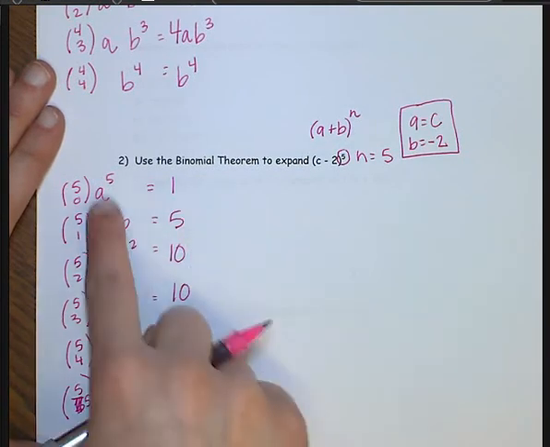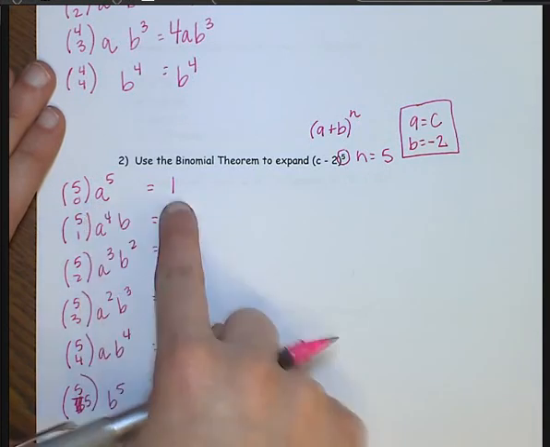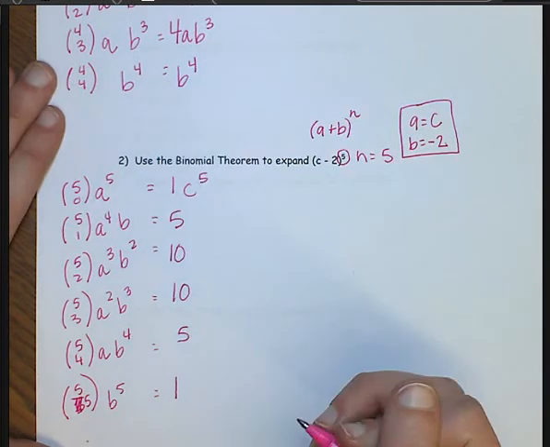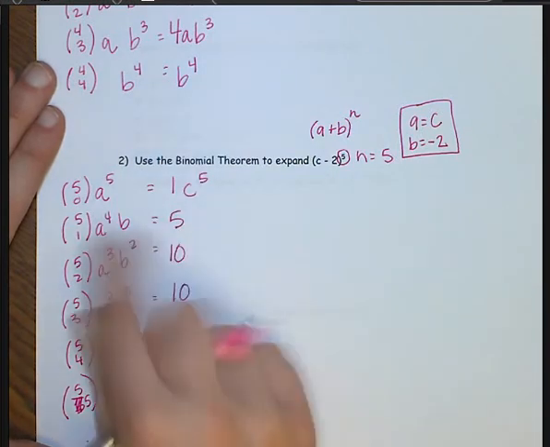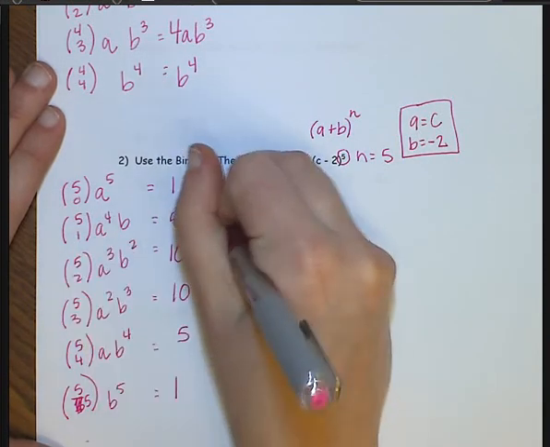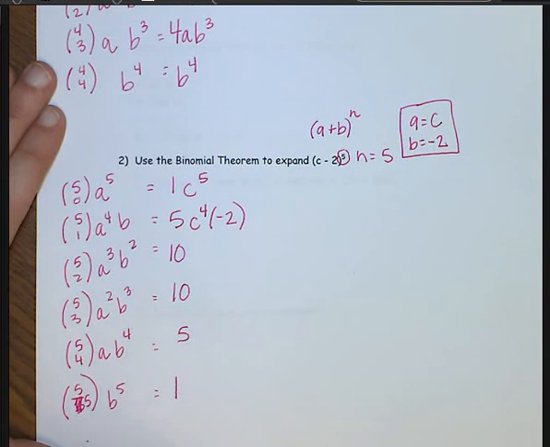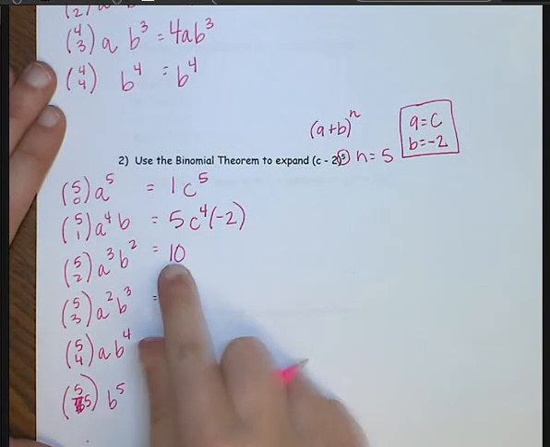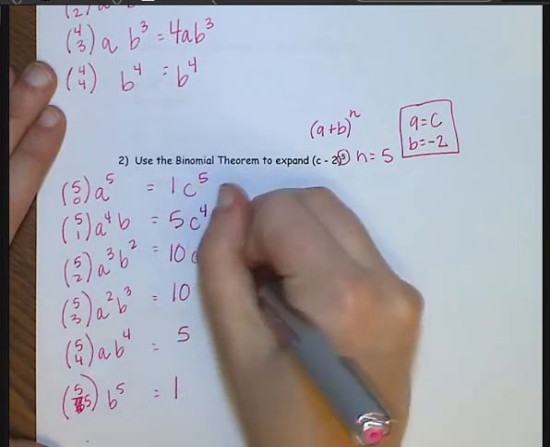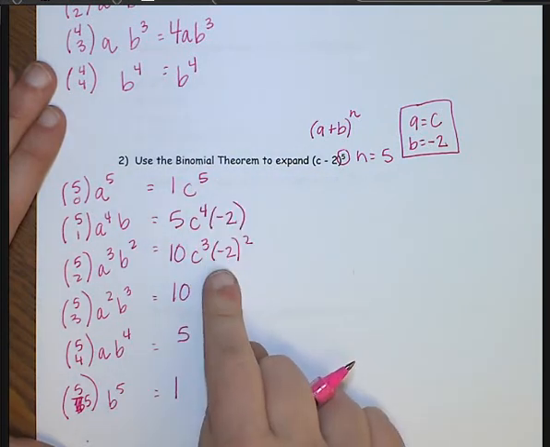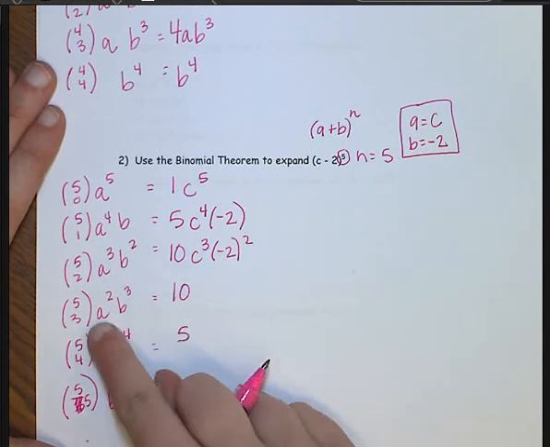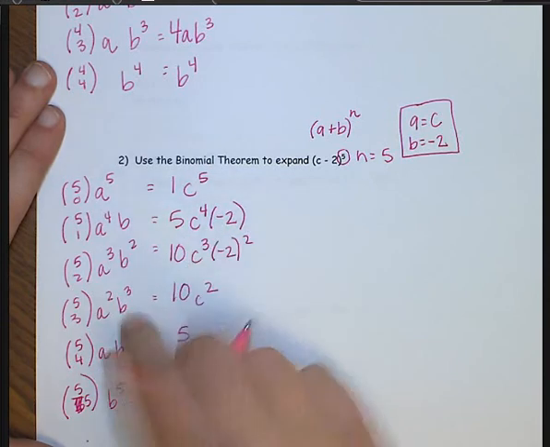For the first term, we have 1, and then we had a to the 5th, so I'm going to plug in c to the 5th for a. Our next term, we had a coefficient of 5. A to the 4th becomes c to the 4th. And b, we're going to multiply that by a minus 2. Our next term, we have 10, and then a to the 3rd becomes c to the 3rd. B squared becomes a minus 2 squared. Notice how I'm putting that in parentheses. Our next term, we have 10. A squared becomes c squared. B cubed becomes a minus 2 cubed.